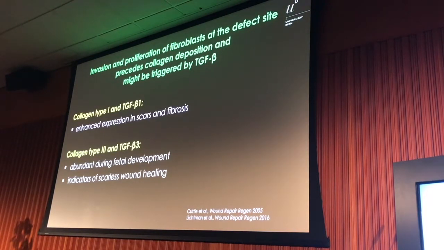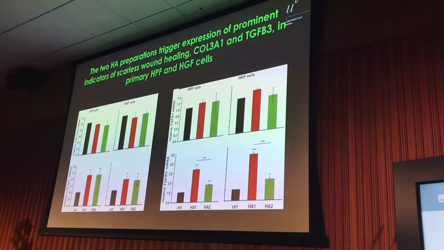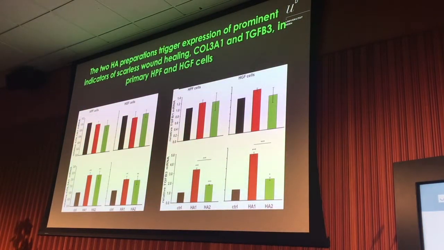We looked at collagen type 1 and TGFB1. These molecules have an increased expression in scar tissue and also in fibrosis. Collagen type 3 and TGF beta 3 are abundant during fetal development. So in fact, they are kind of very old molecules, and they are indicators of scarless wound healing. And if you look now at the various results that we have, we have the two different formulations.